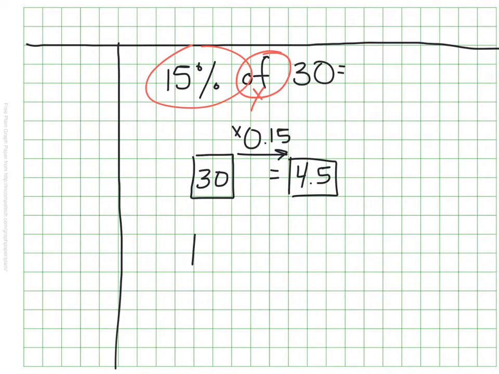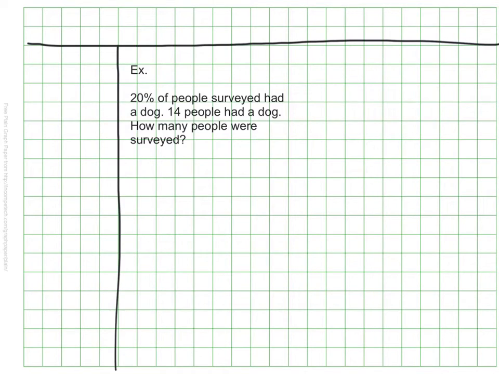Which means we have one box here that's representing our whole. We're multiplying it by our percent, and we're getting the part that is represented by that value. Now that's what we've been doing. But now we're going to do the opposite. We're going to backtrack.